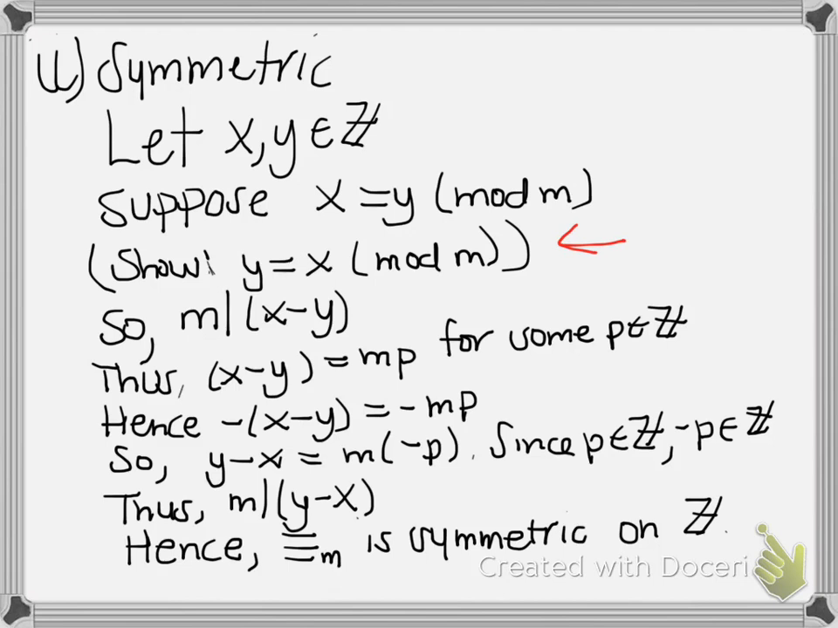And again, keeping in mind what we're trying to show, m divides y − x. So we can just multiply both sides of what we do have by −1. That gives us y − x equals m times −p, or −mp, and then I rewrote that as m times (−p). So first, multiply both sides by −1, and then once you reorganize and simplify, that becomes y − x equals m times (−p). And of course, since p belongs to the integers, −p also belongs to the integers. Thus, m divides y − x, hence congruence mod m is symmetric on Z.